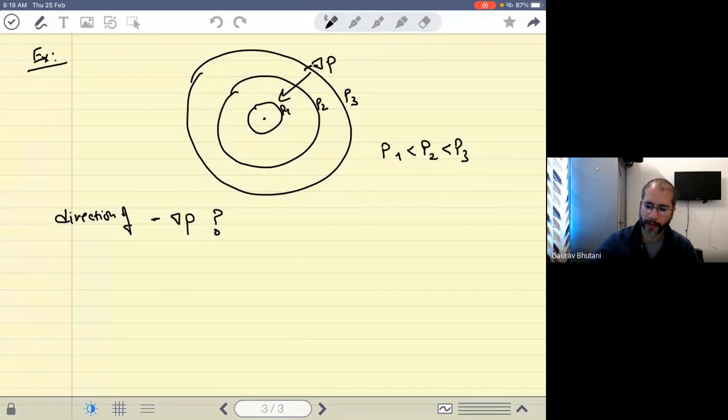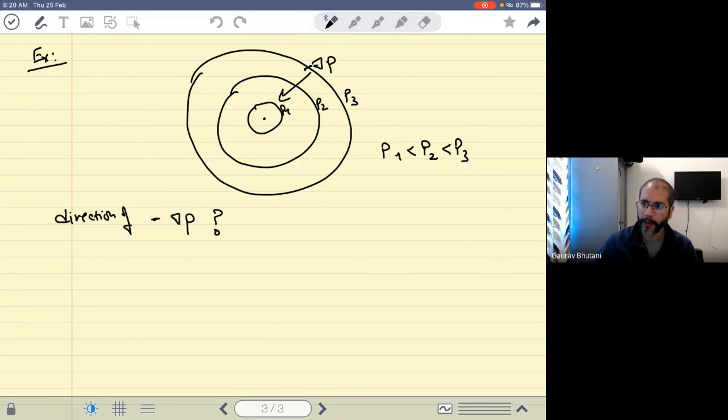Okay, so minus grad P is towards the center because grad P is radially outwards. Pressure is increasing, and the radial direction is also from inside to the outside. So grad P will be radially outwards, but minus grad P is radially inwards. Okay, so we have learned this idea that the gradient is perpendicular to the constant pressure lines, or to whatever is constant we're talking about. Great. So let us move on.